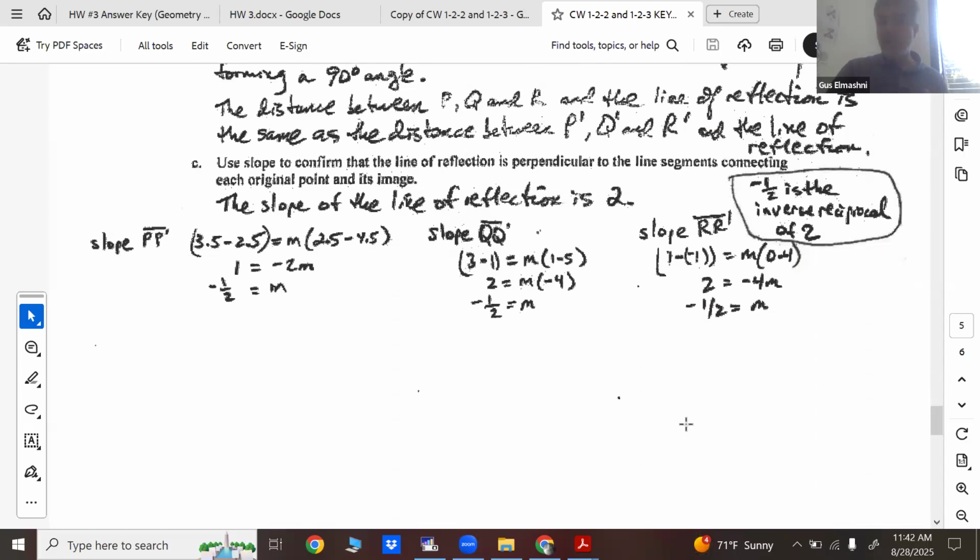And of course, the slope of the line of reflection is 2. Hence, if slopes are negative reciprocals of each other, or inverse reciprocals, that's what they say in CPM, that's going to indicate that they're perpendicular. That proves it. The line of reflection had a slope of 2, but the slopes for P to P prime, Q to Q prime, or R to R prime were each -1/2. Hence, you have inverse reciprocals.